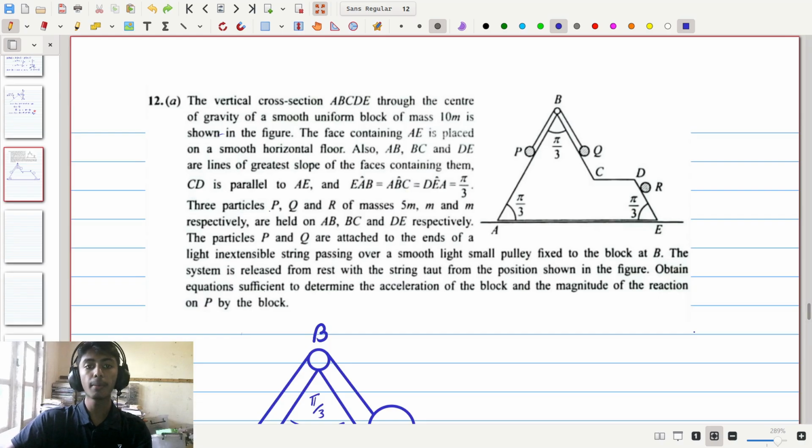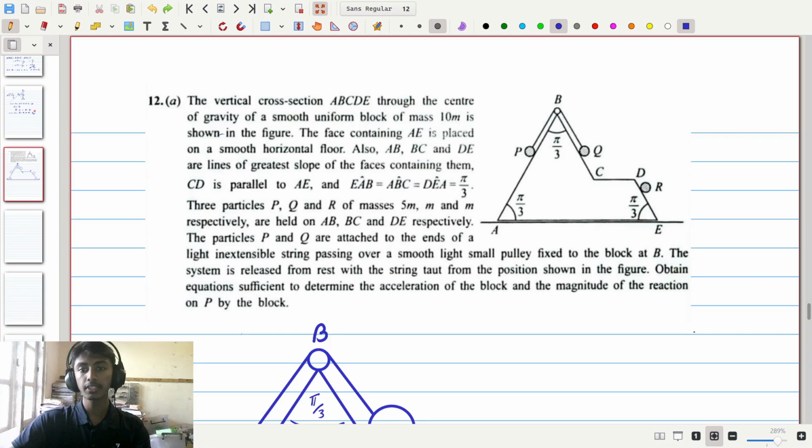Three particles P, Q and R of masses 5m, m and m respectively are held on AB, BC and DE respectively. So we can see each of these particles are held on each of these faces. The particles P and Q are attached to the ends of a light, inextensible string passing over a smooth, light, small pulley fixed to the block at B. The system is released from rest with the string taut from the position shown in the figure. So basically, we have this position shown where the particle P is like this, the string is taut, particle Q is like this, R is like this and the block is like this, and we release everything and let physics do the rest.